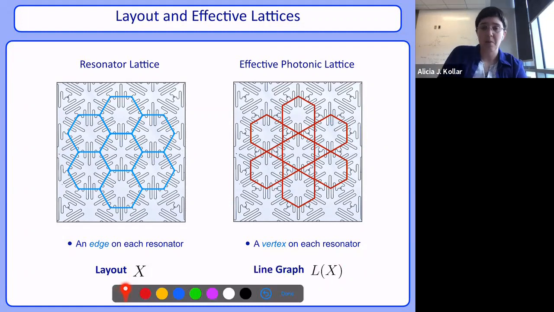And so every lattice that we make is going to be graph-like. And in fact, in particular, it's going to be realizing line graphs. And so these two properties are really key for allowing us to reach classes of lattice that aren't available in other systems.